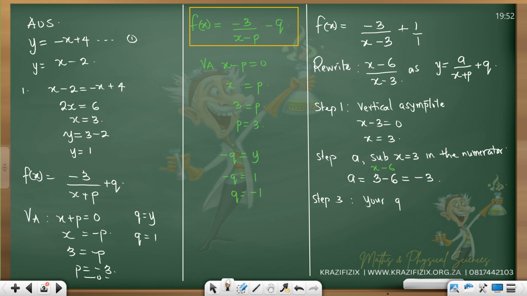And step 3. Your q is the coefficient of x in the numerator. So look at my equation. y therefore is, what is my a? Negative 3. What's my denominator? And the coefficient of x is 1 here. Plus 1. I'm back at my equation.